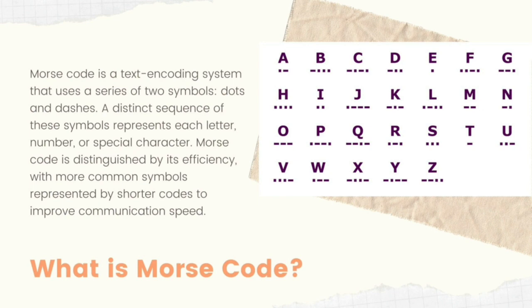Morse code is a text encoding system that uses a series of two symbols, dots and dashes. A distinct sequence of these symbols represents each letter, number or special character. Morse code is distinguished by its efficiency, with more common symbols represented by shorter codes to improve communication speed.